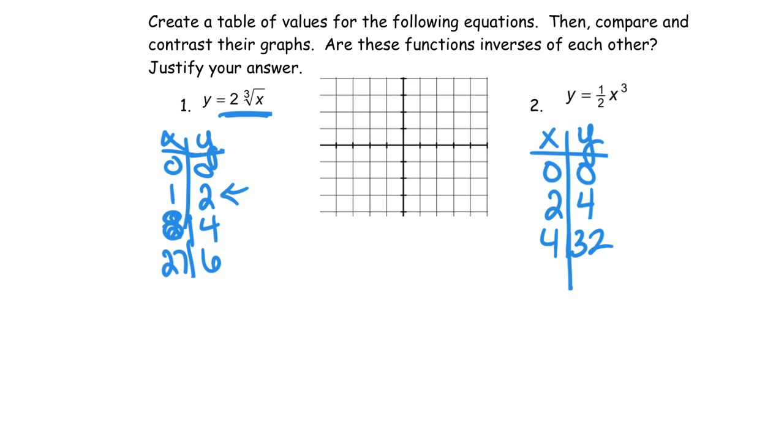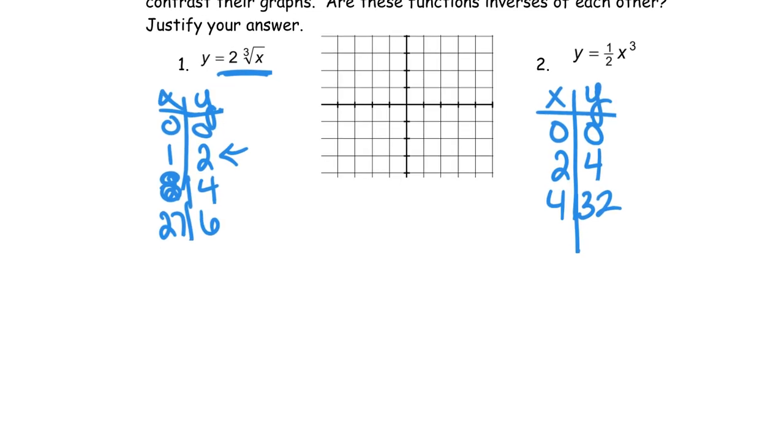So let's do it the other way. Let's see. What if we were to swap them? x equals 2 cube root y. Let's see what the inverse of this is. What would I do first?